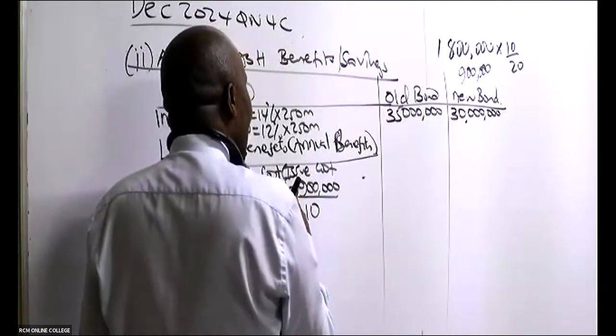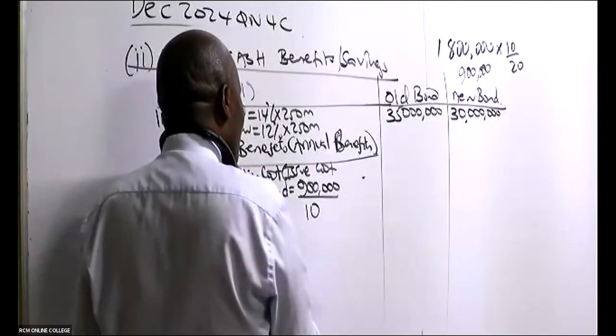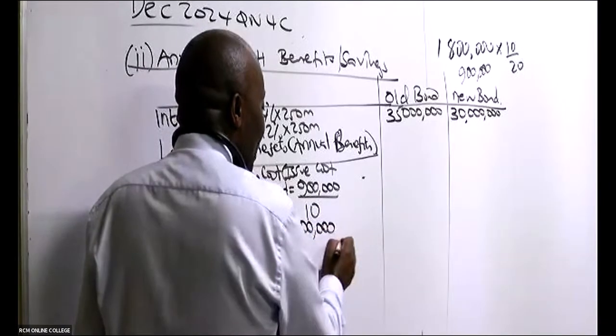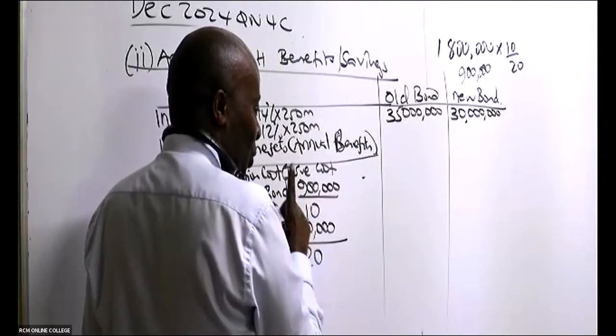Alternatively, this 900,000 is a half, so I can easily get the full, which will be 1.8 million. But now I divide by the full period as well, which is 20.